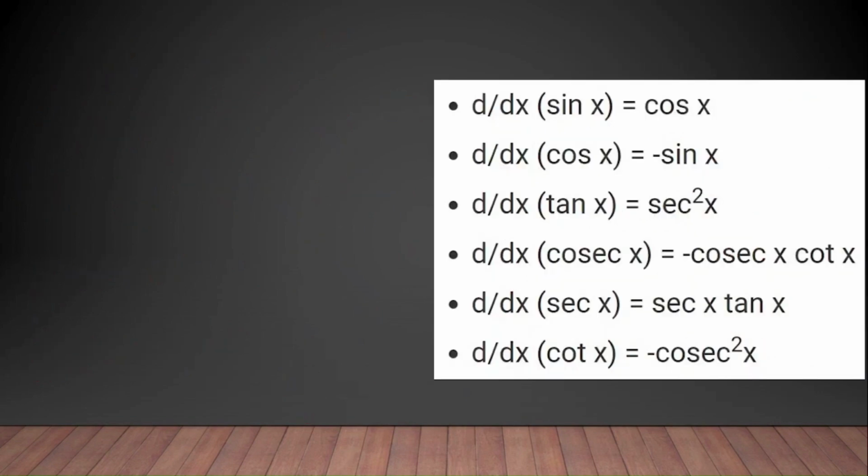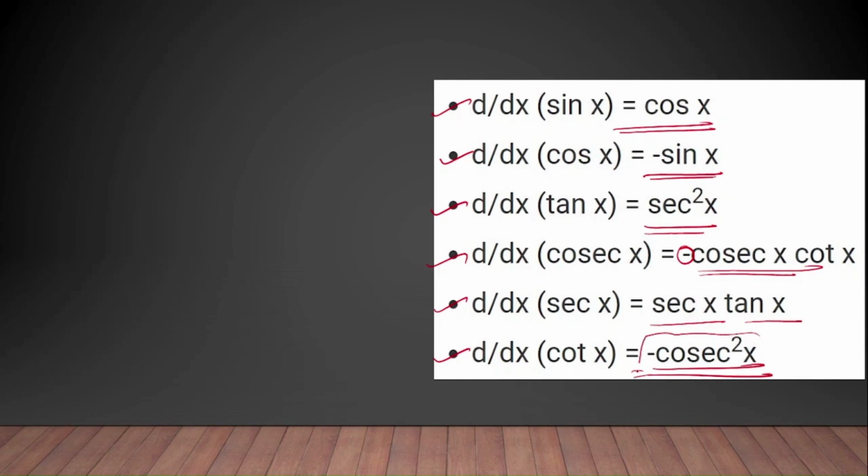These are some trigonometric functions. d/dx of sin x will be cos x, d/dx of cos x will be negative sin x, and d/dx of tan x is sec square x. d/dx of cosec x equals negative cosec x times cot x, with a negative sign there. Then d/dx of sec x will be sec x times tan x. And d/dx of cot x is minus cosec square x.